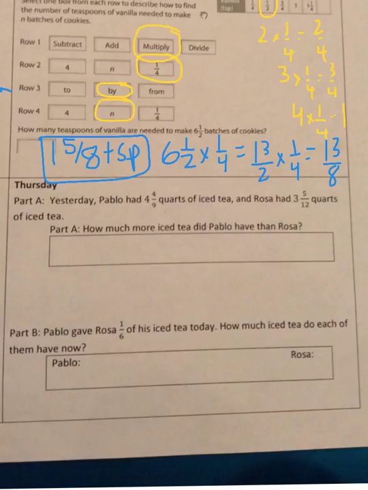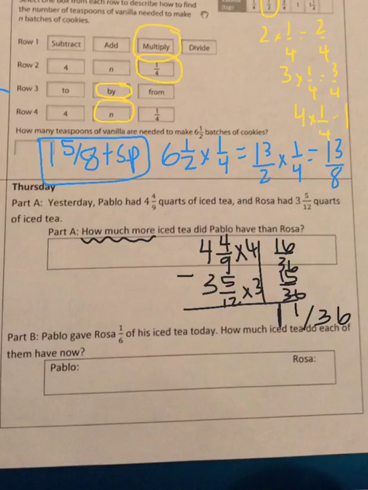Thursday, Part A. Yesterday, Pablo had 4 4/9 quarts of iced tea, and Rosa had 3 5/12 quarts of iced tea. Part A. How much more iced tea did Pablo have than Rosa? Okay, so how much more tells us that we're going to find the difference, or subtract. So I went ahead and did 4 4/9 minus 3 5/12.